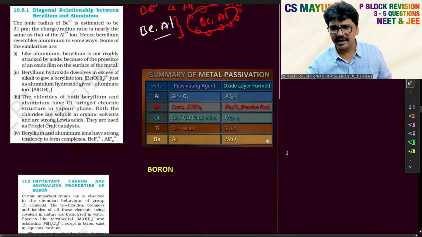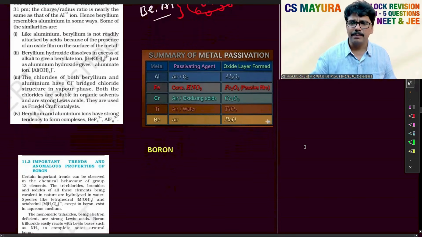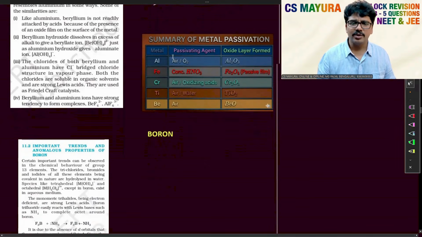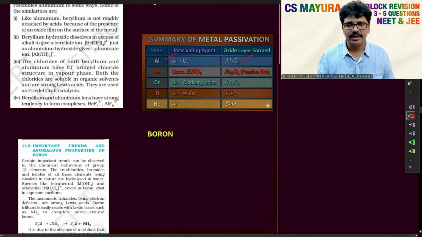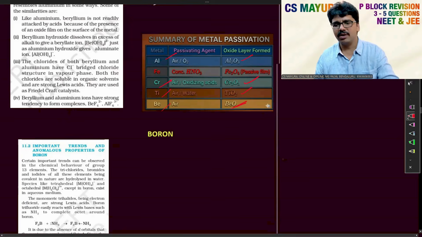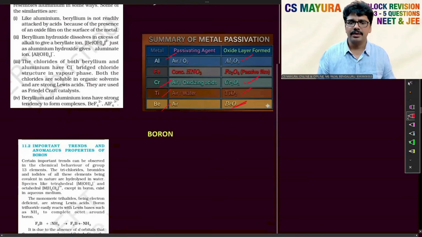Some other examples I have given which form a passive oxide layer. You can see aluminum in atmospheric oxygen gives Al2O3. Al2O3 is a passive oxide layer. Chromium gives Cr2O3, a passive oxide layer. Titanium gives TiO2, a passive oxide layer, with air only. Beryllium in presence of air forms beryllium oxide. This beryllium oxide is a passive oxide layer. Now taking iron.